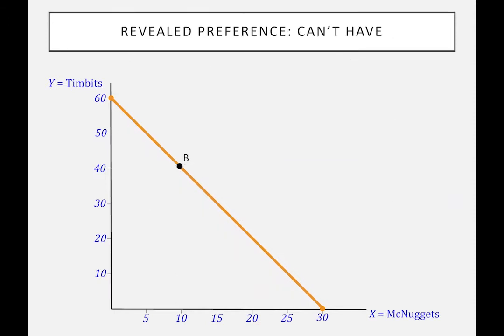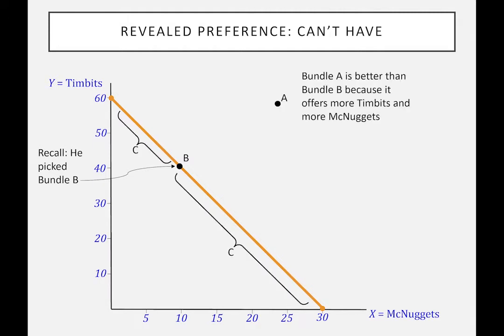Now, what about things that are possibly better than B? Well, the general assumption is that anything more is better. So by that, we say, recall that he's chosen bundle B. He could have chosen C. He didn't. But bundle A offers more Timbits and more McNuggets, so we would say A is better than B, but of course he can't choose A because he doesn't have enough money for it.